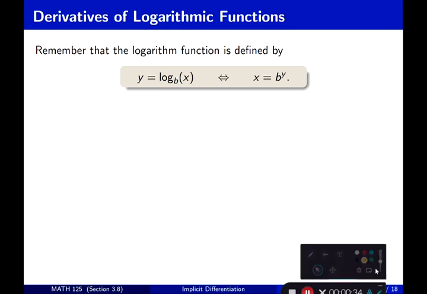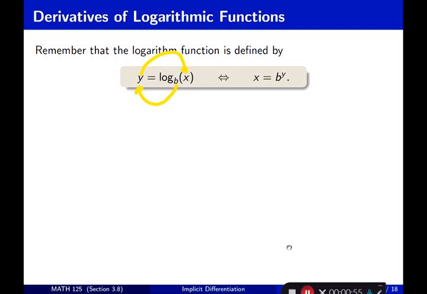A lot of times people go around this way: b to power y gives you x. And so now we start with trying to take the derivative of y equal to log base b of x, and we don't have any tools to do that.